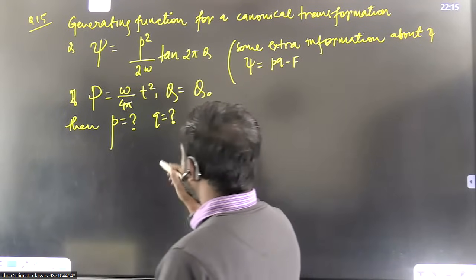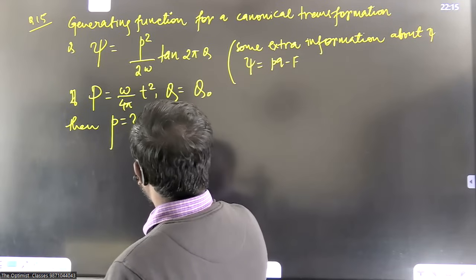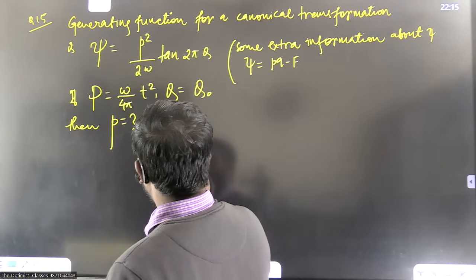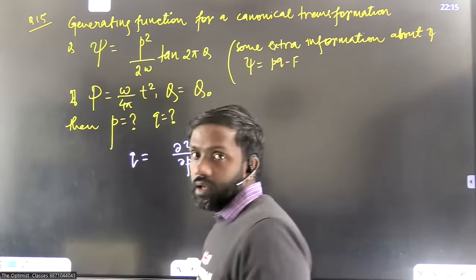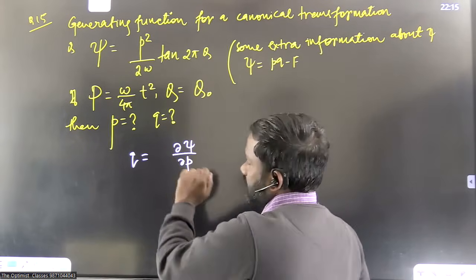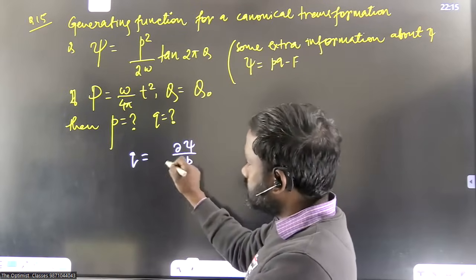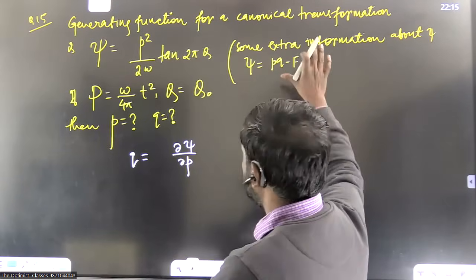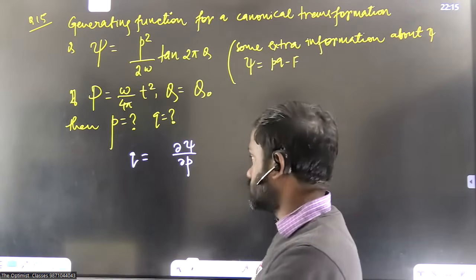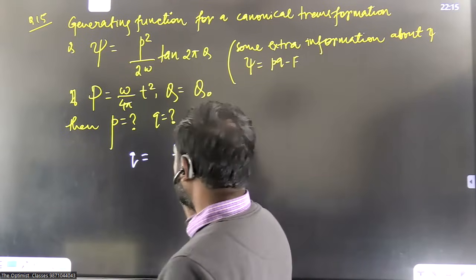What we can do is, see, this generating function is a function of p and q. So we can write del psi upon del p is equal to q with a negative sign. But if you use the other information that was given in the question, then you actually get a positive sign here. So that is the use of the extra information given in the question. Otherwise, generally we get a negative sign here.